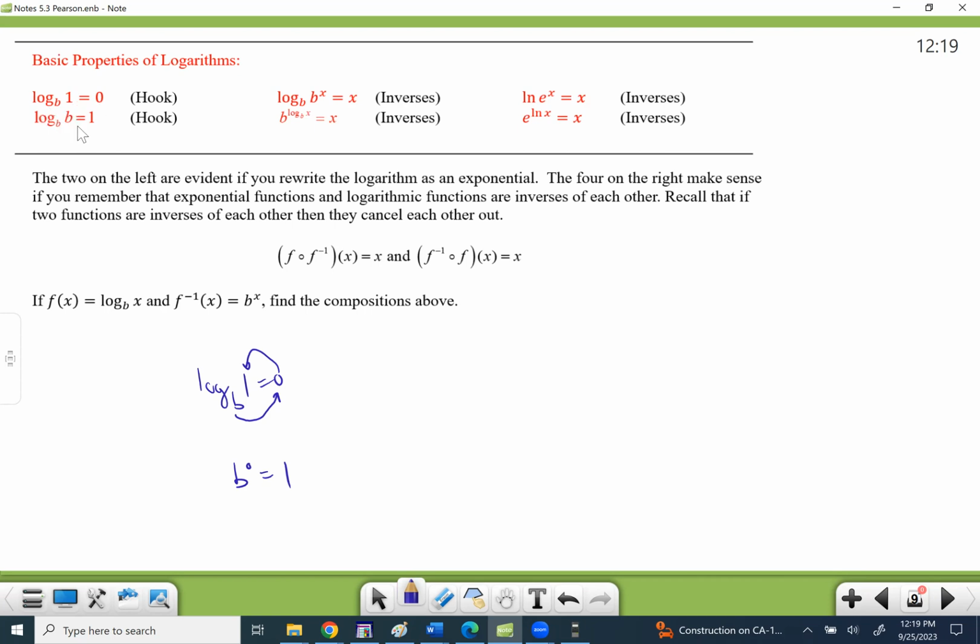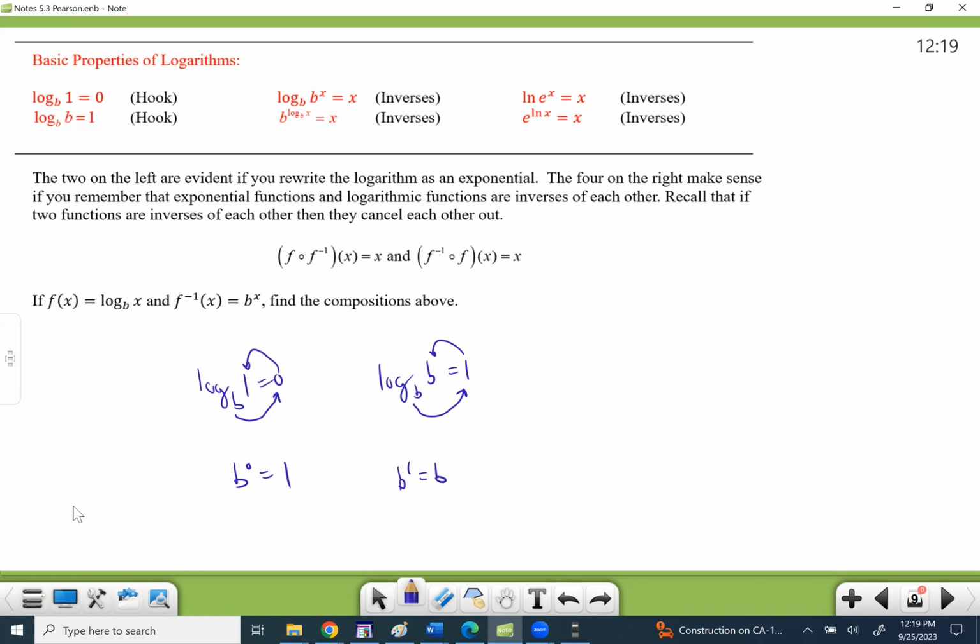We look at the one right below it that they also say is directly from the hook method. That would be b to the first equals b. And that's like, oh yeah, there's a 1 here on this guy too. So yeah, b to the first equals b. Sure. So anytime that you see the base matching the input into the logarithm, you're going to have a 1 out.